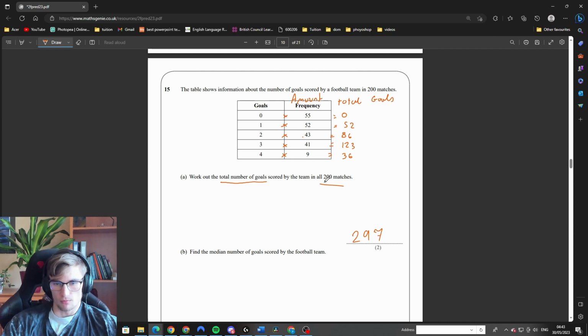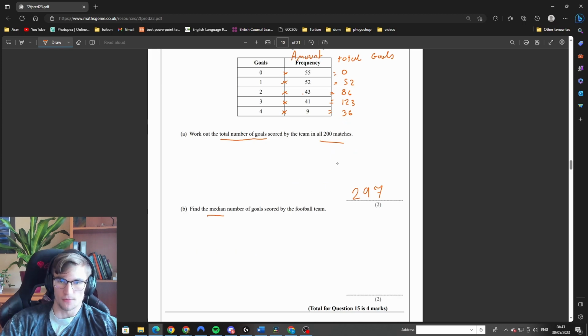Find the median number of goals scored by the football team. So they want the median number. So I know it's going to be the middle number. So how many matches were there in total? There were 200 matches. So what was the middle match? What's the middle? 100, right? That's the middle. However, that's the median match. That's not what the question is asking for. The question is asking for the median number of goals.